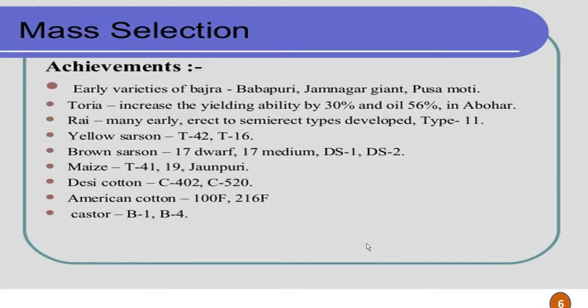So what are the achievements of this mass selection? The early varieties of bajra, that is Babapuri, Jamnagar Giant, and Pusamoti. Then Toria increased the yield ability by 30% and oil by 56% in the Abohar varieties. Then in case of rye, many early erect and semi-erect types were developed, that is Type 11. Then yellow sarson T2, T42 and T16, these are the examples. Then in case of brown sarson, there is 17 dwarf, 17 medium, DS1 and DS2, these are the examples. Then in case of maize, T41, 19 and Jaunpuri. Then desi cotton C402 and C520, and in case of American cotton 100F and 216F, and castor B1 and B4. So these are the examples of the achievements using this mass selection.